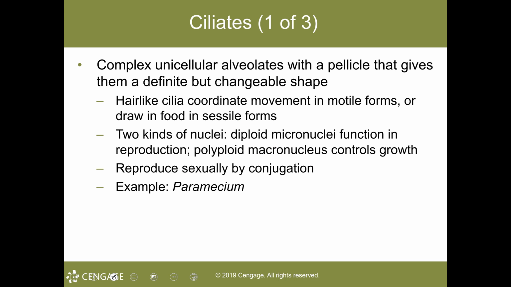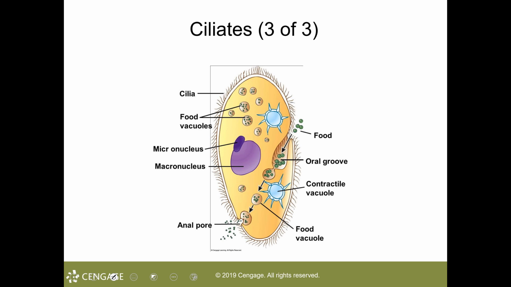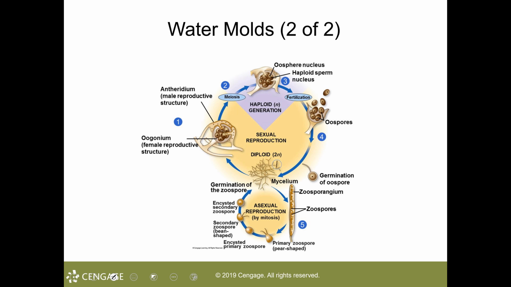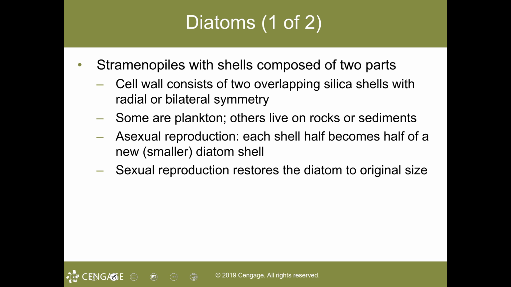Up next, class, are the ciliates. One example, class, would be the paramecium, a type of ciliate that we saw in lab, taking in food here, and eventually, class, using the anal pore to get rid of those that, of course, cannot be digested, with the micro and macronucleus. Water molds, class, once were classified as fungi, but of course you may have heard these being called the fungus-like protists. And of course, they break down decaying matter.